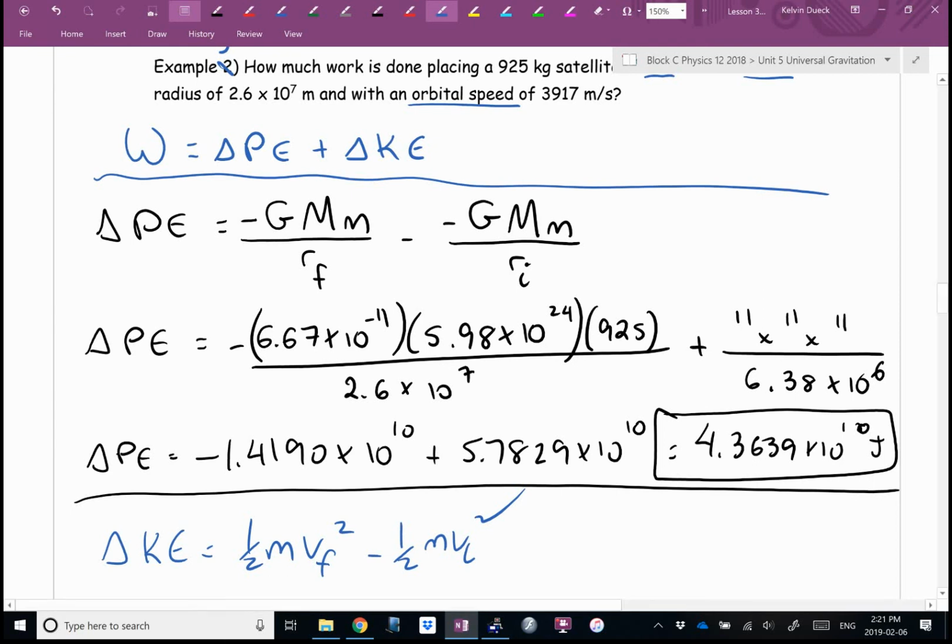Is my initial speed 0? Well, it depends. You could say, well, we're starting out on the Earth at rest. And I would say, yeah, except now we're going cosmic. Is the Earth at rest? It's spinning. Where is it spinning the fastest?